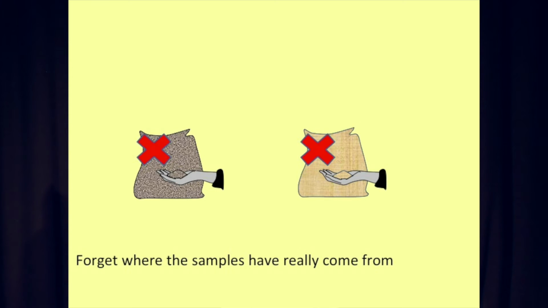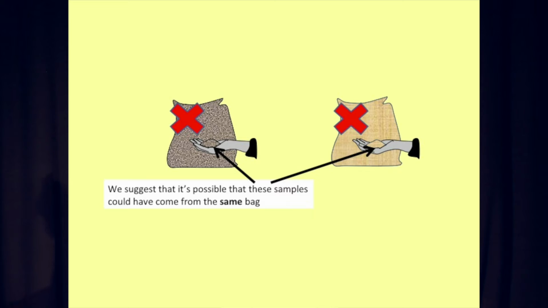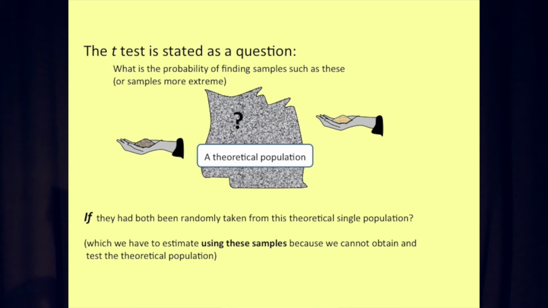So you forget where the samples have really come from, and you suggest that they could have come from the same bag, that these two samples could have come from the same theoretical population here, which is a mixture of all of those things. In fact, it's not. You have to derive what that theoretical population could be if you had these two samples, which of course is all you do have. So what's the probability of finding this and this if your samples have been taken at random from this single theoretical population? And we use these samples to estimate the features of this population.